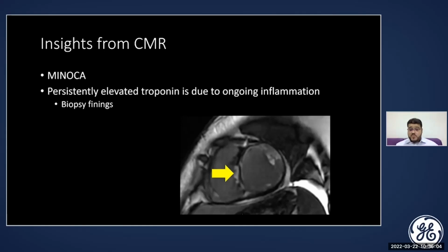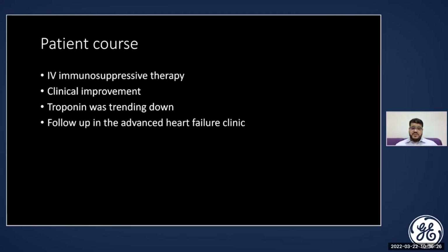And this is again probably another message that we can take from this case, that sometimes we can do CMR not only to guide where we can take the biopsy, but also to show areas that we can avoid, to make sure that we have a sample that is representative of most of the tissue in the myocardium that may explain the patient's presentation.